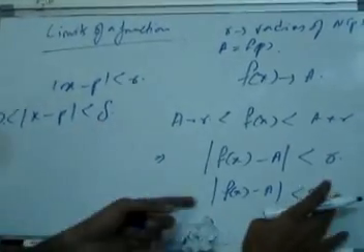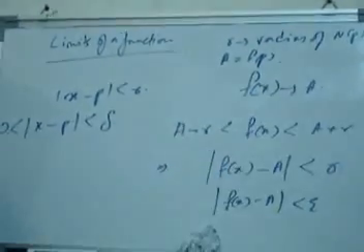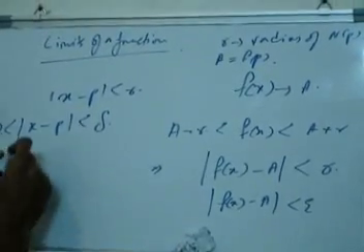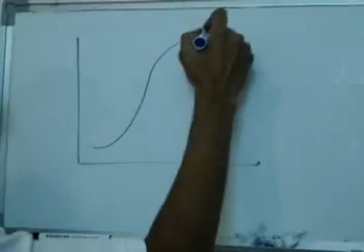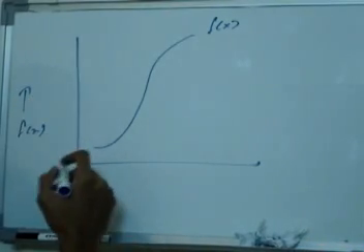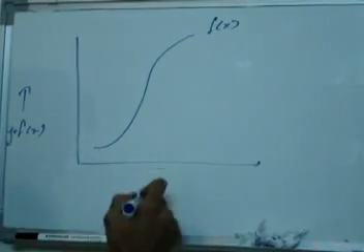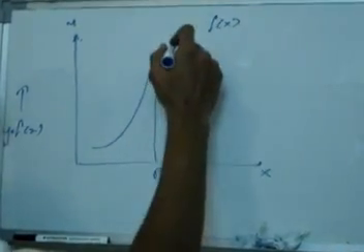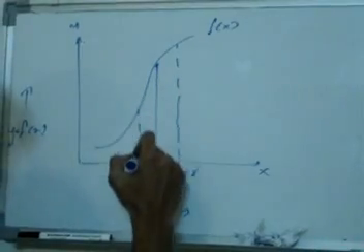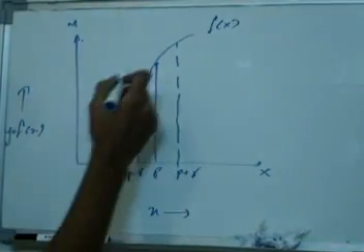So this defines the neighborhood of the values P and A. When I have such a condition, if I plot the graph, y is equal to f of x, this is x over here. I have that value P, and I have the neighborhood over here.